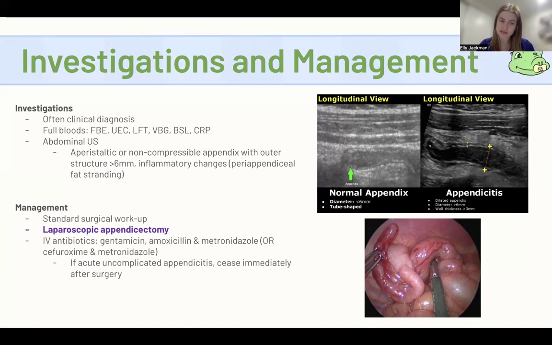They will get IV antibiotics as well. So can be gentamicin, amoxicillin, and metronidazole, or it can be cefuroxime and metronidazole as well. I think eTG says cefuroxime and metronidazole, as that avoids the adverse effects of gentamicin. If it's an acute, uncomplicated appendicitis, these antibiotics can be ceased immediately after surgery. If it's complicated, they are usually continued for a while after until the patient's well.